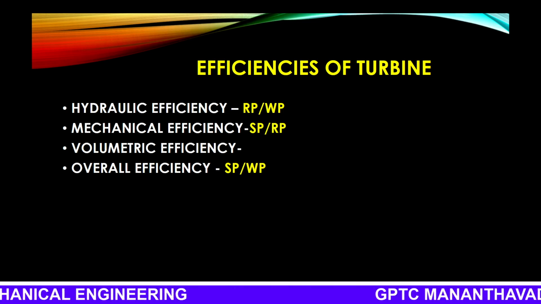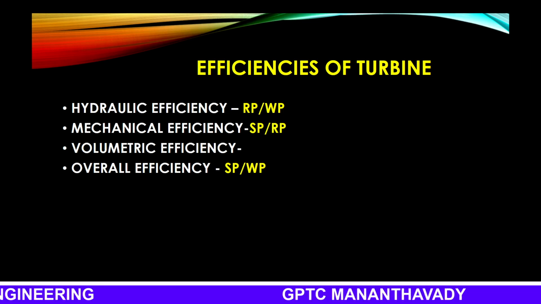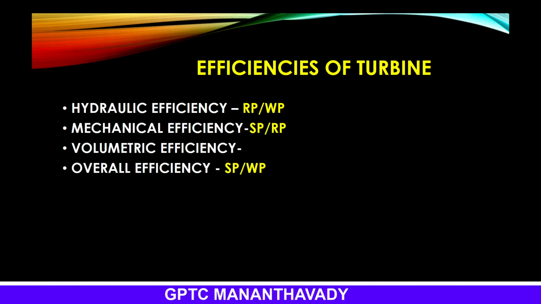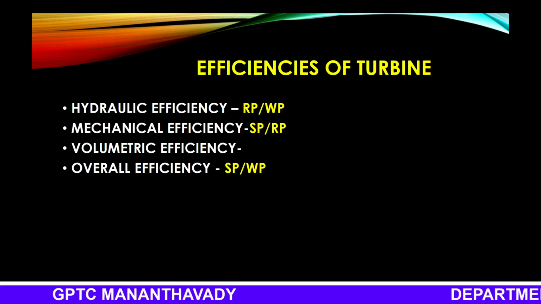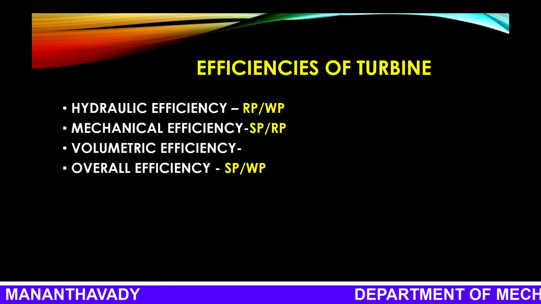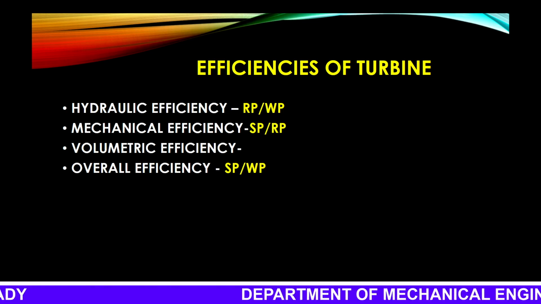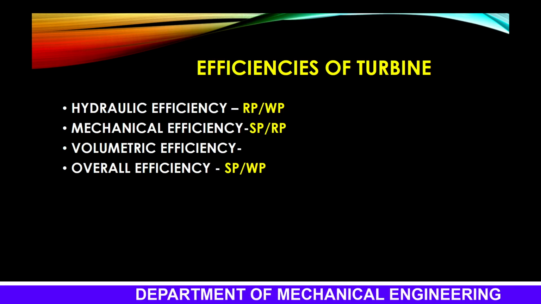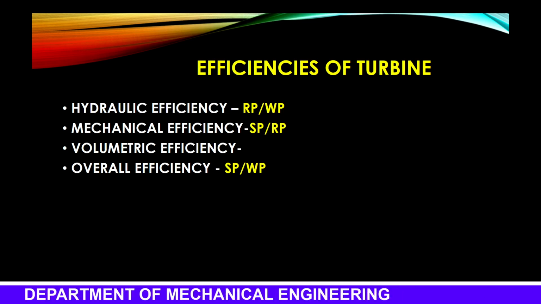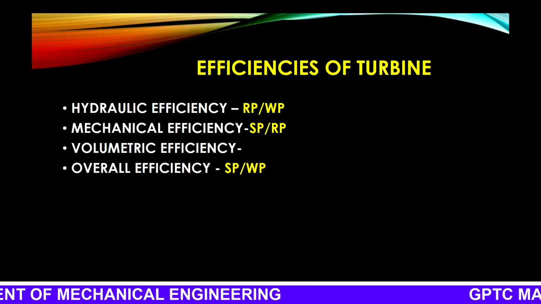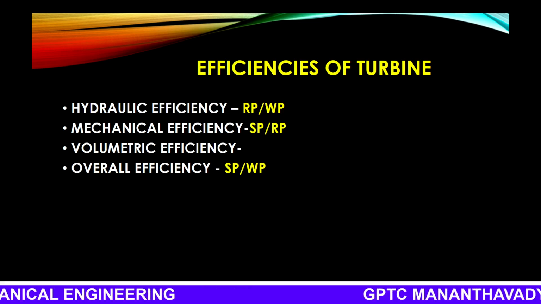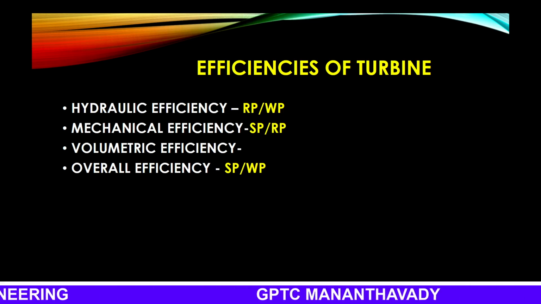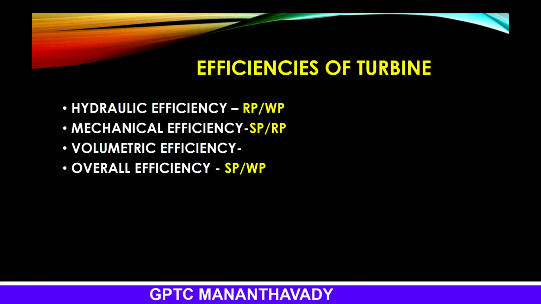So mathematically we can say that hydraulic efficiency is equal to RP by WP, where RP is the runner power, that is the power available to the runner of the turbine, and WP is the power supplied at the inlet. So water power is equal to rho Q g H by 1000, in kilowatts. We will discuss these equations in the problem sections.